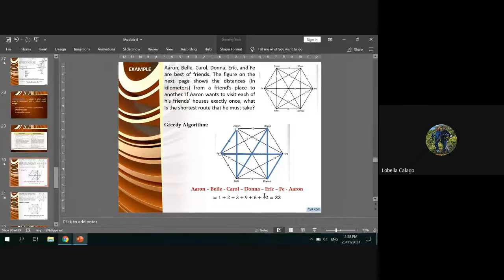Okay, so that is the greedy algorithm. What if you use edge picking? Edge picking is different. Sometimes we will see that greedy algorithm and edge picking have the same score, which is 33. Sometimes the score of greedy is higher than edge picking, or sometimes the score of greedy is lower than edge picking.